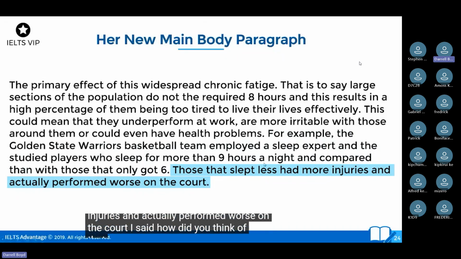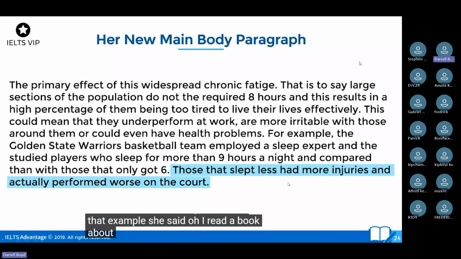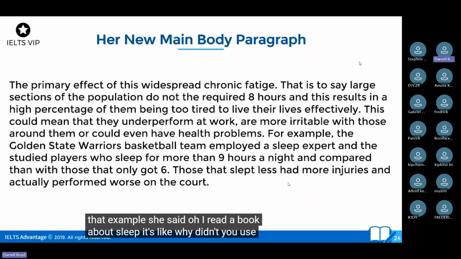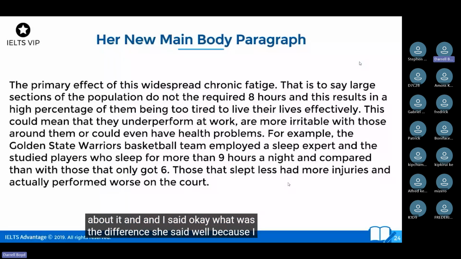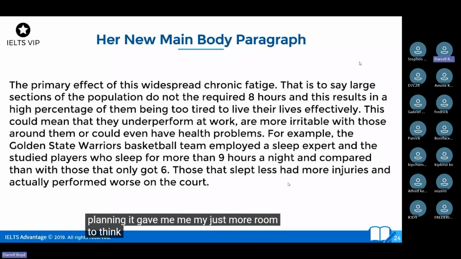I was like, how did you think of that example? She said, oh, I read a book about sleep. It's like, well, why didn't you use this in the real test? She said, oh, I was under pressure and I just didn't think about it. And I said, okay, well, what was the difference? She said, well, because I divided it into thinking, writing, and planning, it gave me just more room to think about this, and the ideas came a lot more freely and flowed a lot better. And I was able to think of this great example.